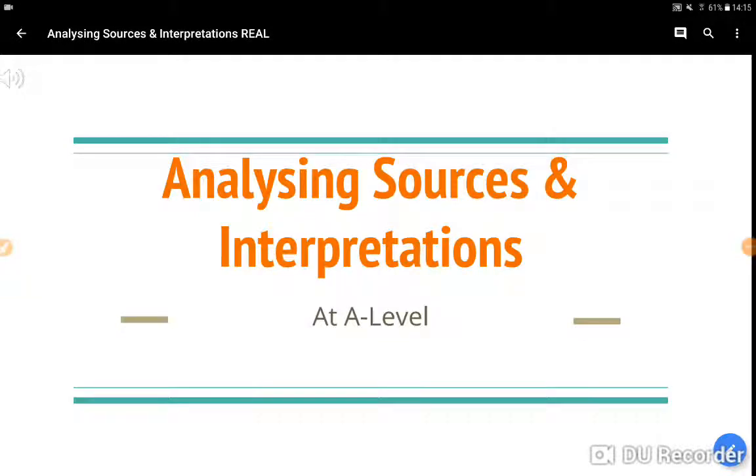Hello! Today we'll be discussing the difference between source analysis at GCSE and A-level. Source analysis at A-level requires a more sophisticated approach. You must have a broader understanding of the period and a wider conceptual context.